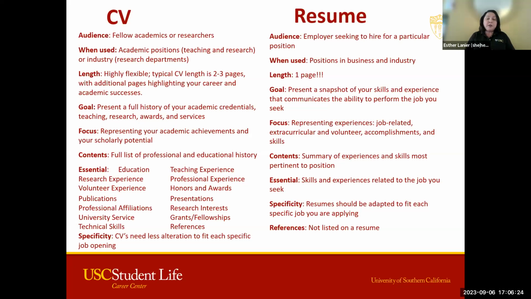And again, they are always adapted to fit each particular position you're applying for. Now, you might be looking for, let's say, a data science or consulting type of opportunity, which are pretty much the same positions across different organizations. Even though the position is similar, you want to make sure that you create a resume according to its industry, if that's something you choose to do. And again, we don't list references on a resume.